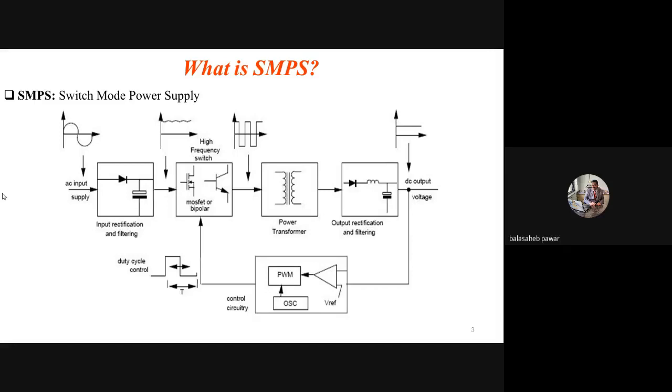So if that BJT is used, then there is somewhat more power dissipation, and to improve the efficiency of our converter, the efficiency should be as high as possible, right? A conventional regulated power supply, that is the linear regulated power supply, has a maximum efficiency of 80%. And if we go for SMPS, then its efficiency increases up to 90 to 95%.